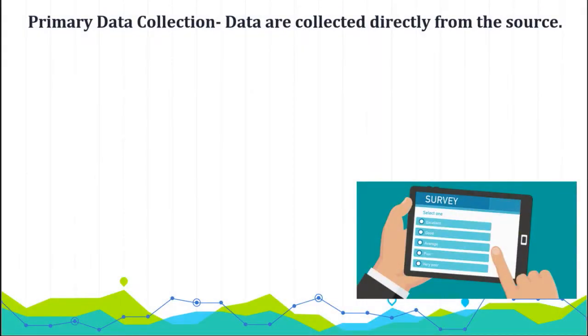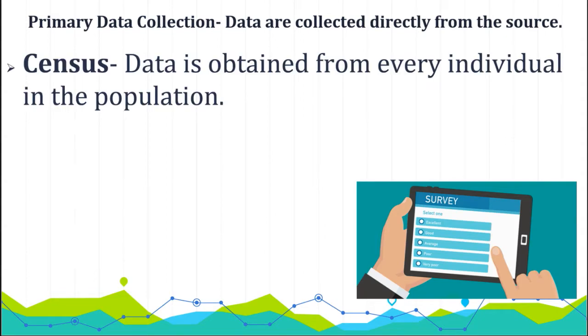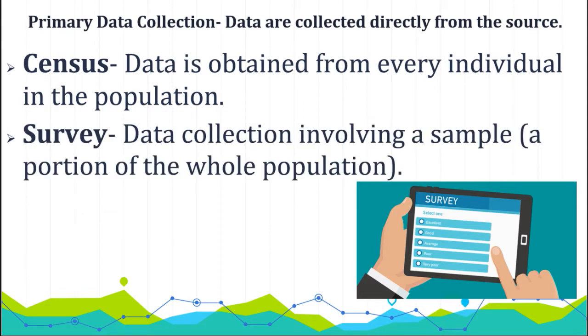Now let's know more about primary data collection. In this type of method, data are collected directly from the source. Isang example yung census. Ano yung difference ng census sa survey? Ang census, kasali lahat ng tao sa population, while sa survey, you're only going to select a small portion of the whole population to represent the demographic.